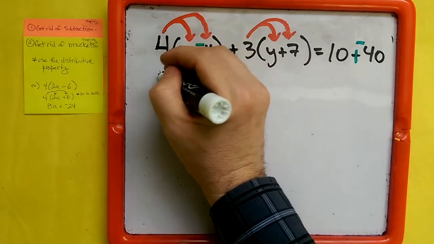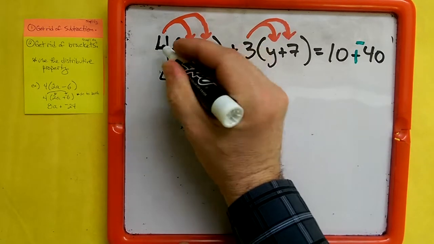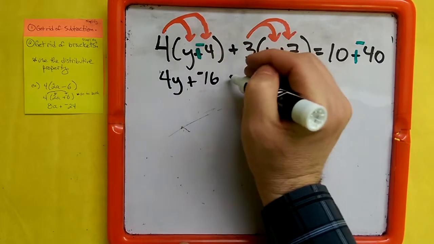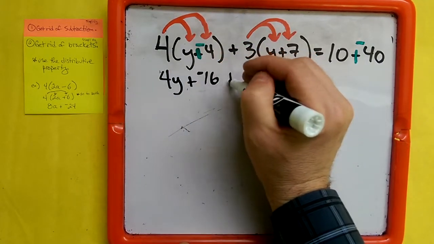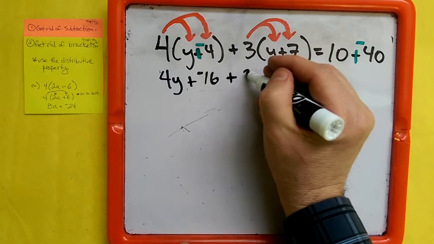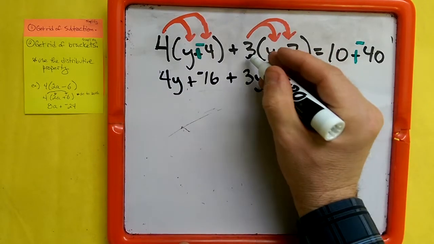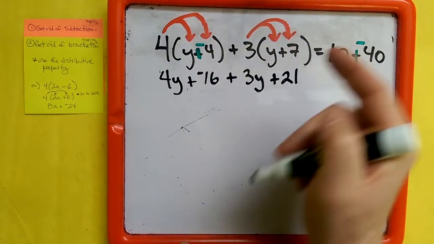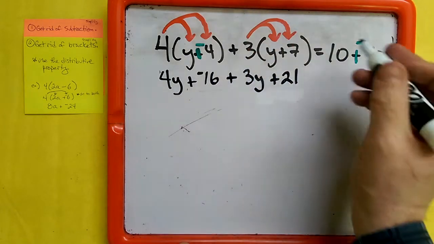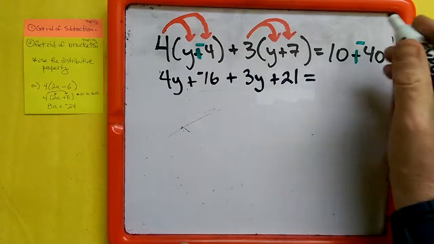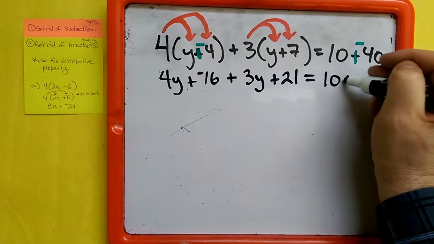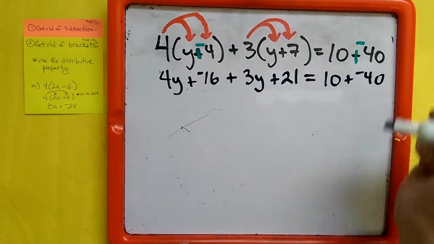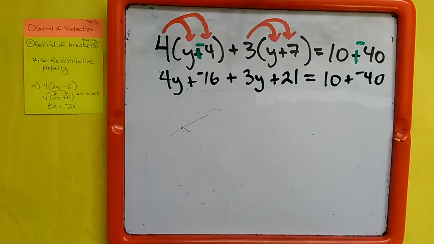4 times y gives us 4y. 4 times negative 4 is negative 16, and that one's done. We go to the next one. 3 times y is 3y, plus 3 times 7 is 21. And again, if nothing in front, it's always multiplication. This side of the brackets, nothing to do, so we're going to leave it alone. So we've gotten rid of our distributive property now.